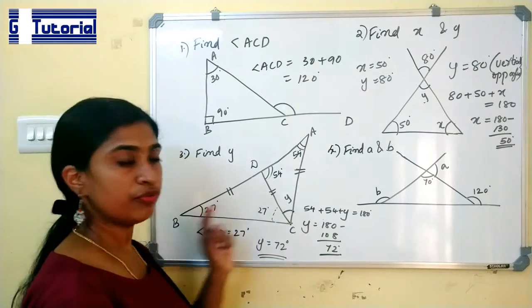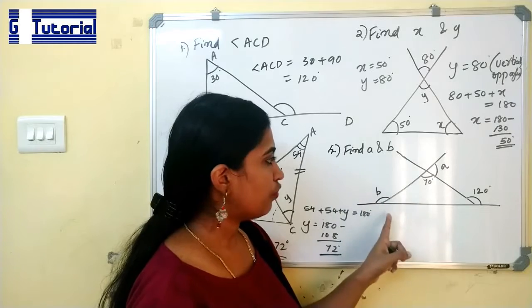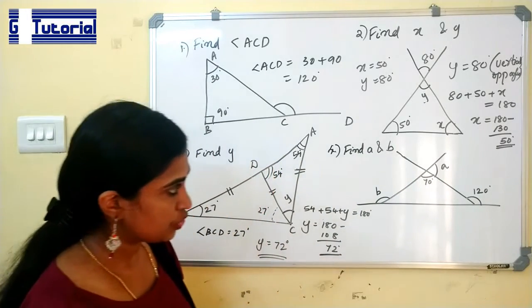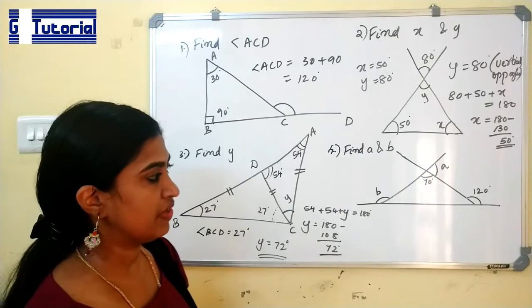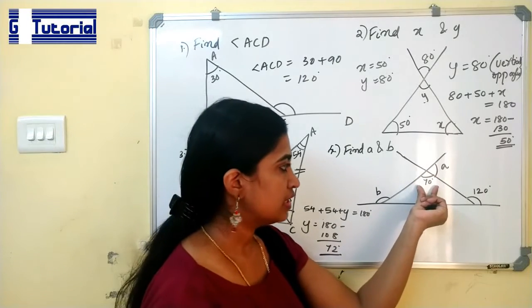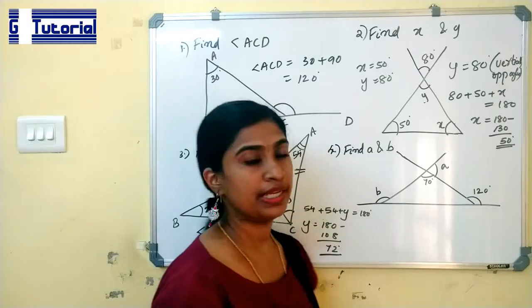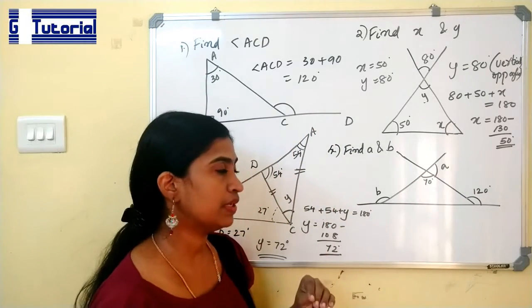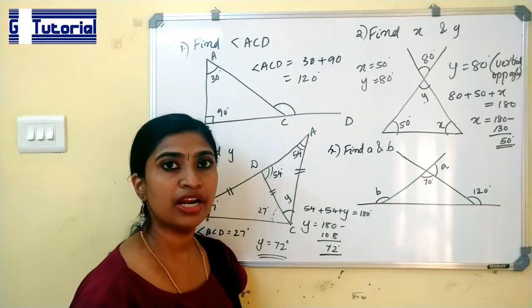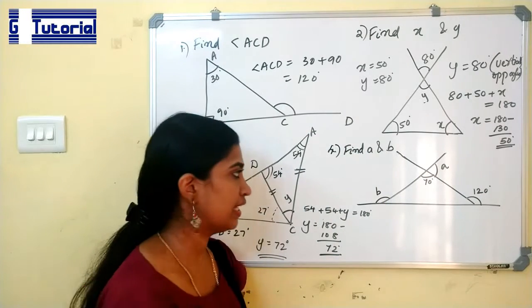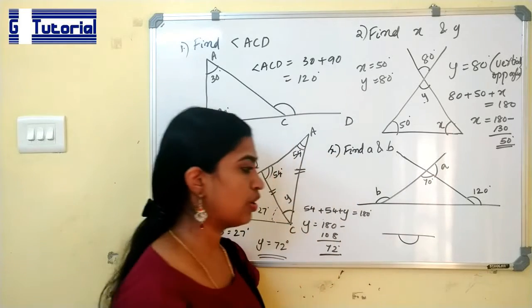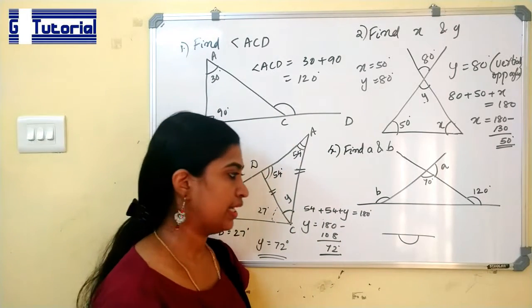Now we can move on to the fourth question. Find the value of A and B. In this case, we are asked to find the value of A and B. We are given two angles, 70 degrees and this 120 degrees. Using the property of a straight line, the total angle of a straight line is equal to 180 degrees. If this is a straight line, this total angle will always be equal to 180 degrees.